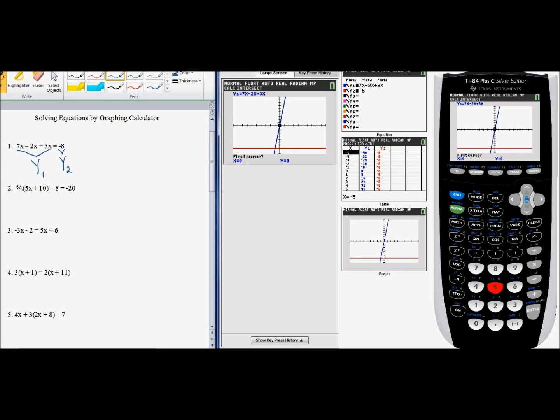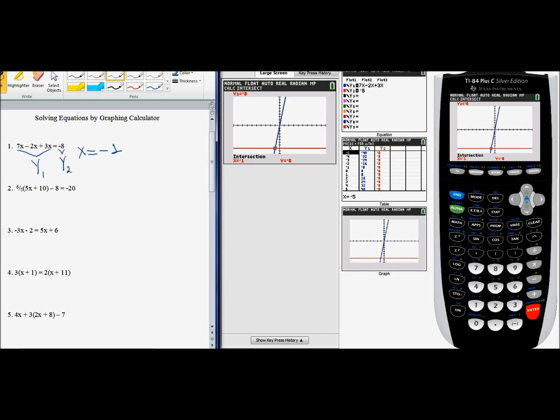Then it's going to ask you 3 questions. It's going to say first curve, hit enter. It'll say second curve, hit enter. Then it'll say guess, hit enter again. And then if you look at the bottom portion of your screen on your calculator, it says intersection. X is negative 1, Y is negative 8. So we're looking for X. So this lets us know that the solution to this equation is negative 1.